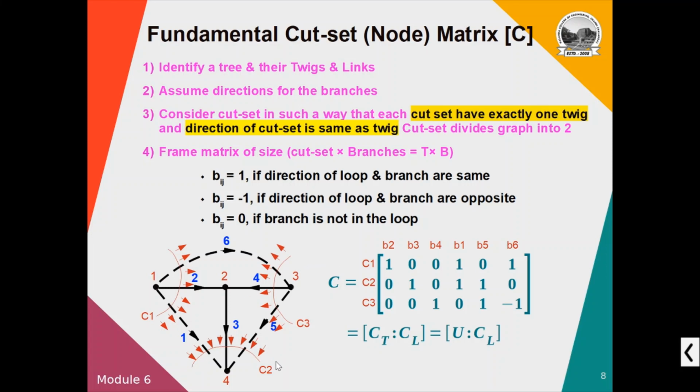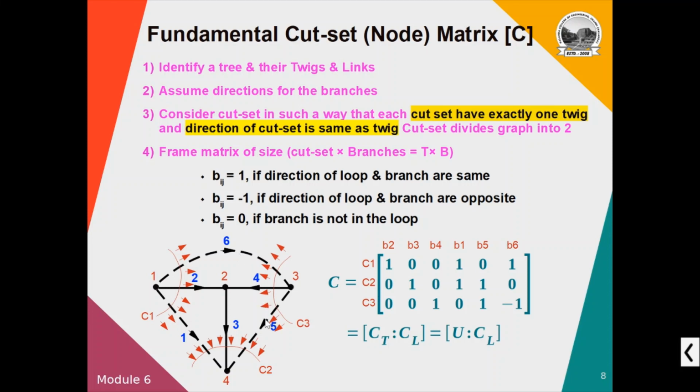Okay, the second cut set. In the second cut set, what are the branches associated with it? 1, 3 and 5. All the directions are oriented towards node 4, because everything is moving towards 4, whereas the direction of the cut set is also inward, right? So the direction of all these branches is similar to C2. That's why branches B3, B5 and B1 have +1.